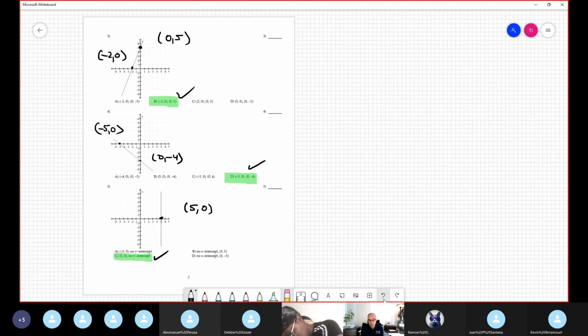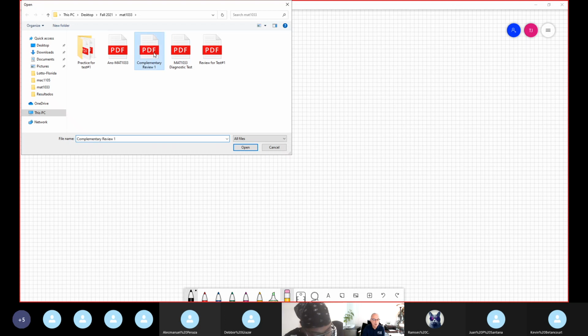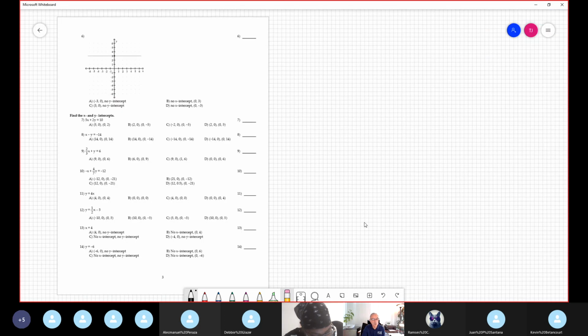Okay. Well, we are doing well. Erase the board. And now, page number 3 of the complementary review. Okay, this will look more complicated, but it's okay. Okay, what about number 6? Who helps me?